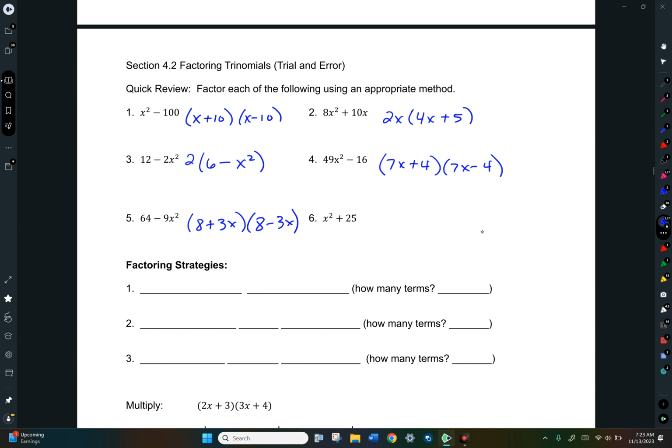And then number six, they're both squares, but notice it's not a difference, and there is no common factor, so in this case there's nothing I can do to factor this, and whenever it can't be factored we say it's prime.